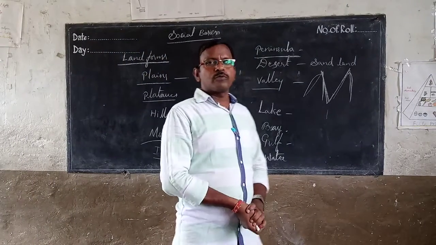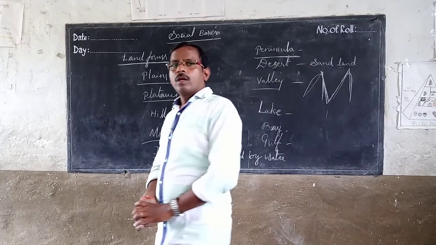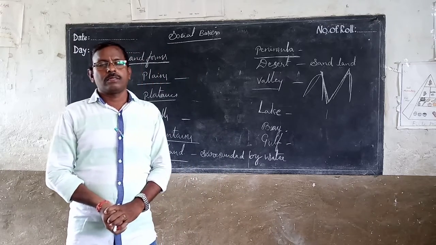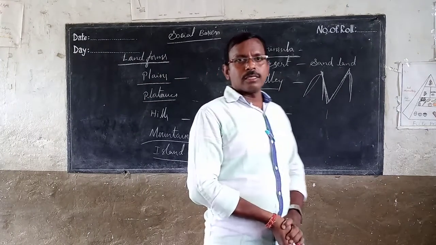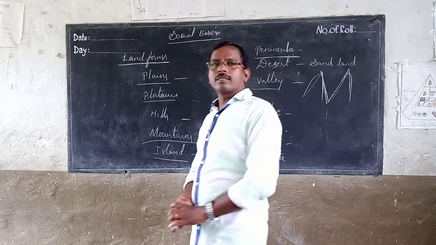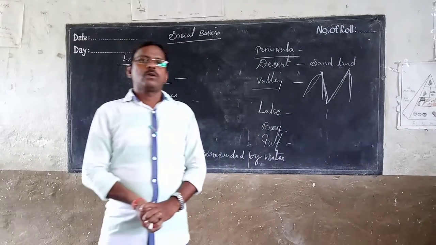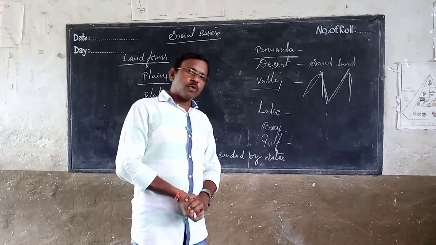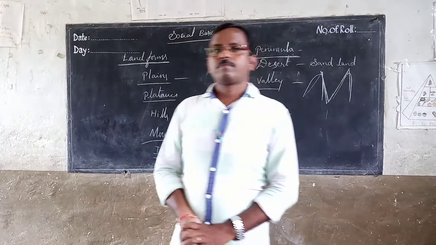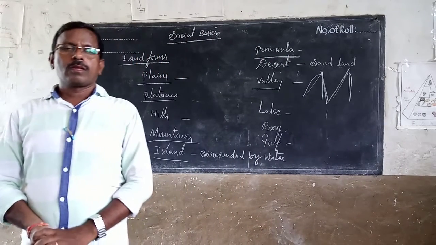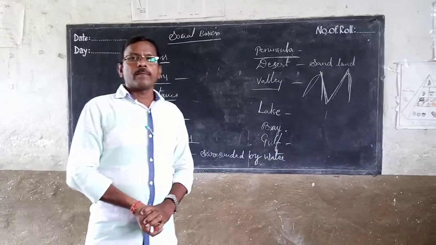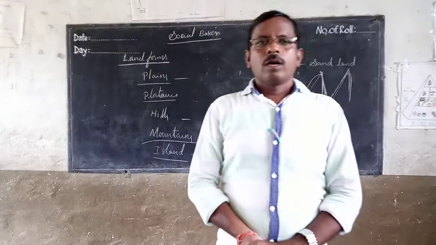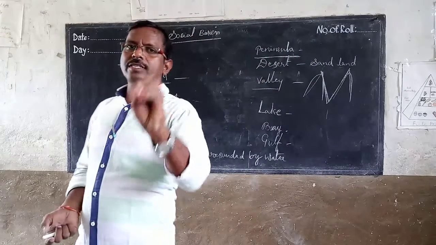Okay, and the continents we know, seven continents we have. The biggest land parts on the earth are known as continents. Seven continents we have: Asia, Africa, North America, South America, Europe, Australia, Antarctica. So these are the seven continents. Those we also know. And oceans, five oceans are there mainly.